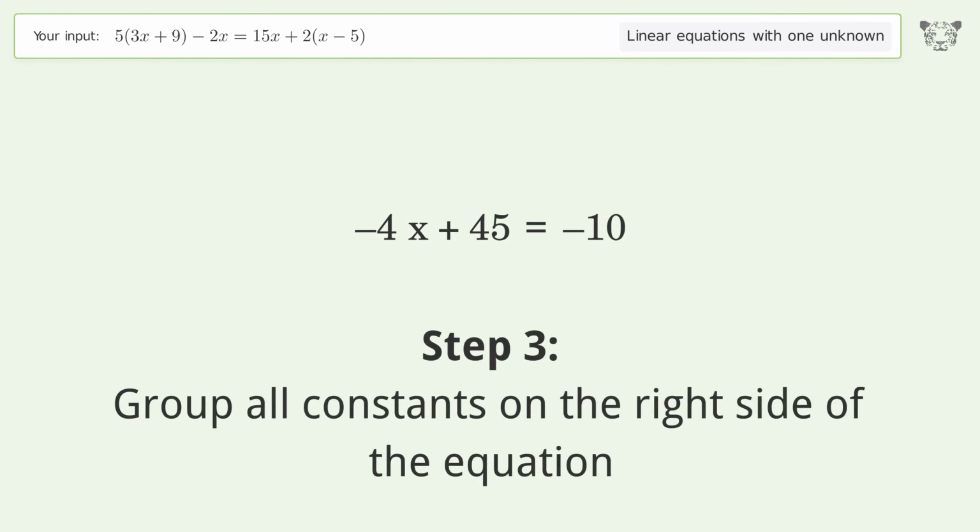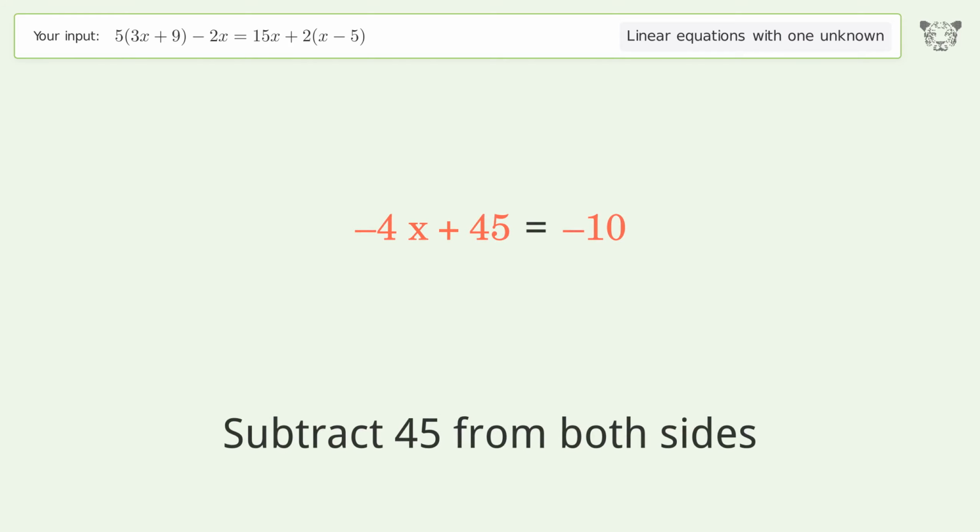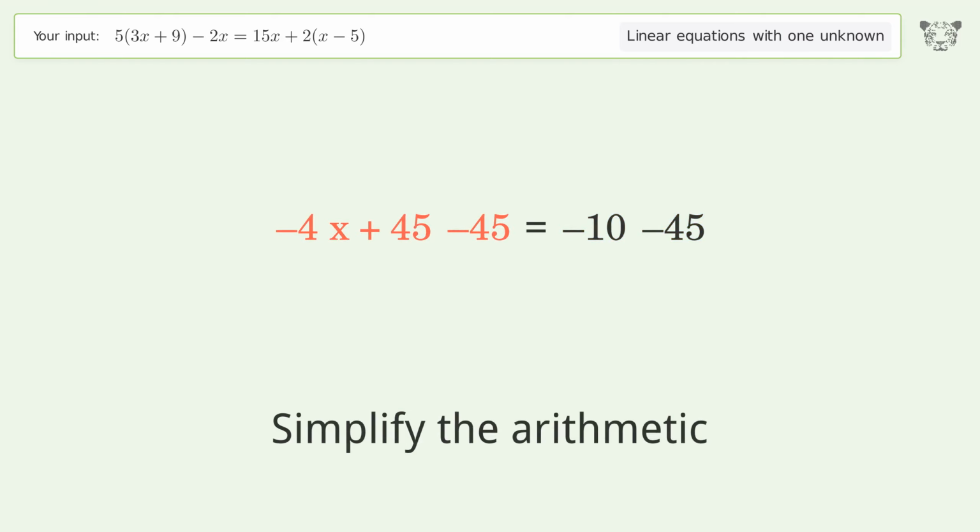Group all constants on the right side of the equation. Subtract 45 from both sides. Simplify the arithmetic.